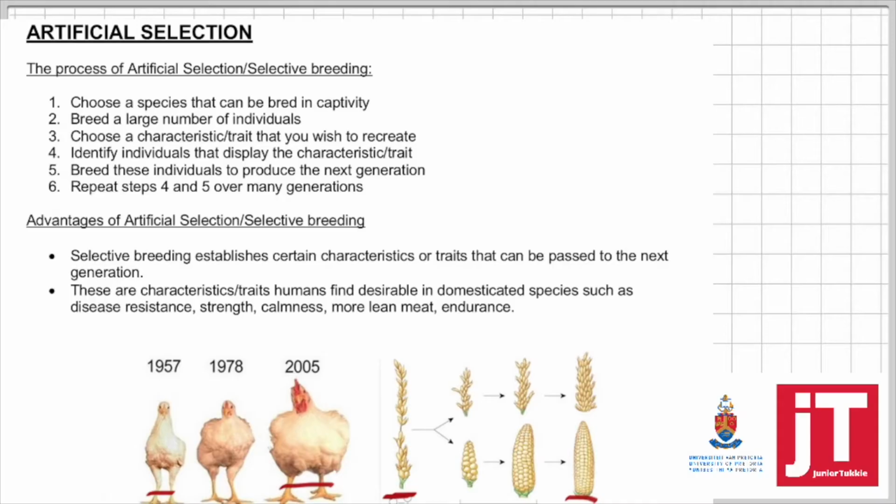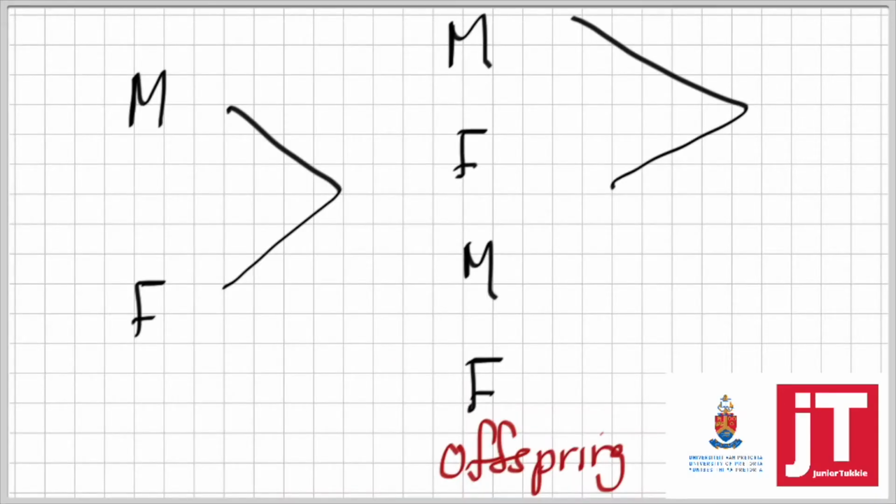Now, how does this process work? For example, if you're going to take chicken and you want to artificially select chicken, you will choose a male and a female that is very strong. Now, let's say you want to create the characteristic of a lot of meat. So you will get the male that has a lot of meat, flesh on their bones, as well as the female, and as well as that they must be fertile as well.